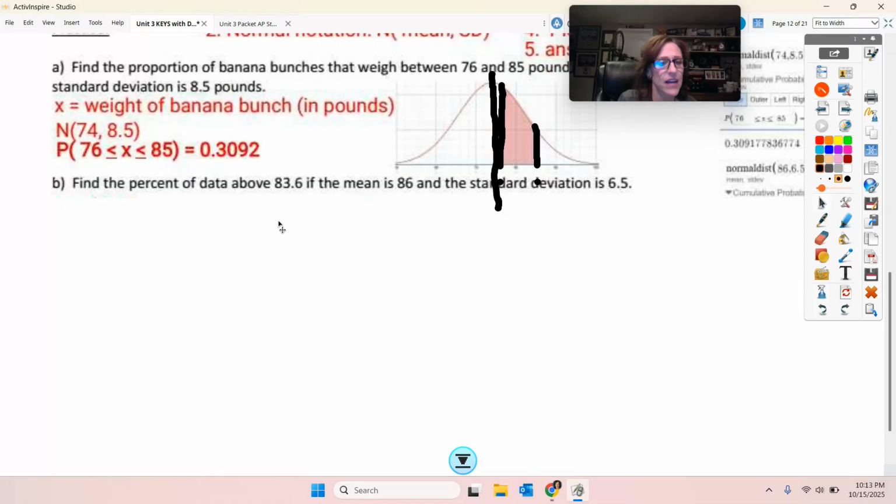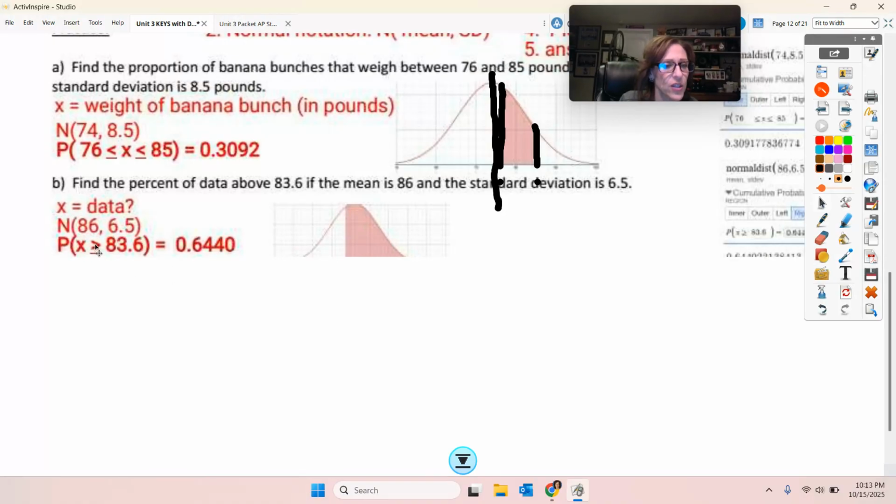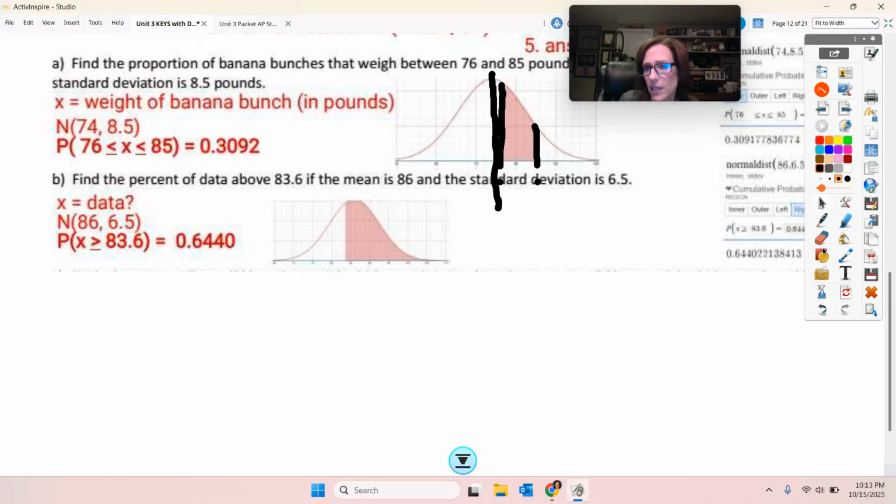Define X. I don't know what this is. It's just talking about data. Normal model with a mean of 86, standard deviation of 6.5. I want to go greater than or equal to: probability of X being greater than or equal to 83.6. Draw a picture, okay, and go ahead and do your little line here and label that as the 83.6. Go ahead and put your mean in there, shade. Then you go to Desmos and you put it in, and it came out to be 0.6440.